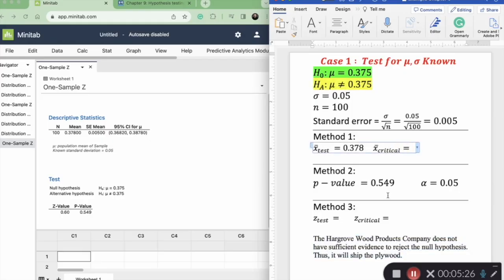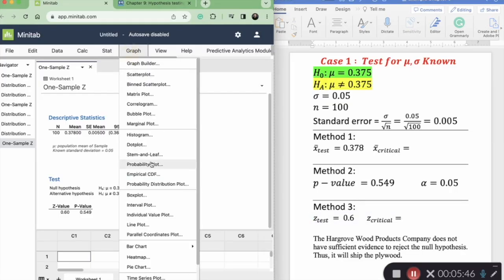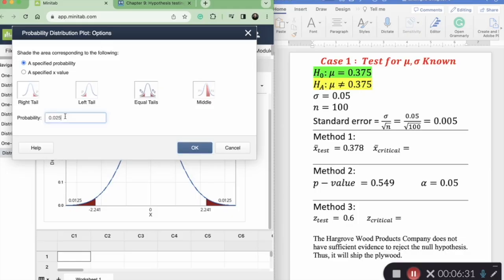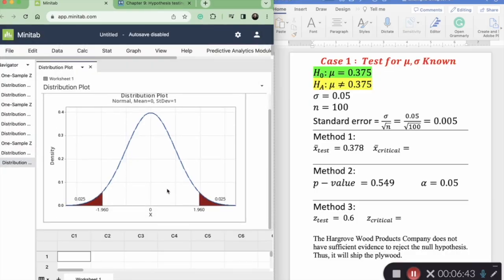The z test is 0.6, as we said. It's from here, the z test, which is the standardized value of this one, right? Now let's find the X bar critical and the Z critical. Z critical we can do quickly because this is the graph. Yeah, 5%. It will be divided. Look at here, P over 2, 5%. So now we have 1.96.